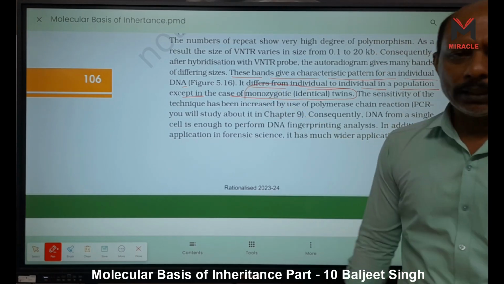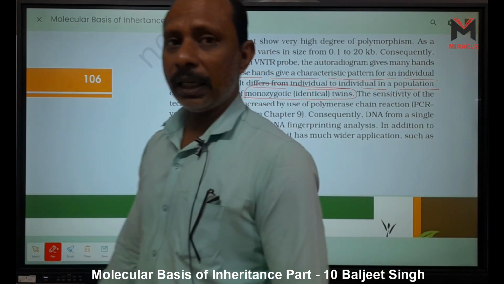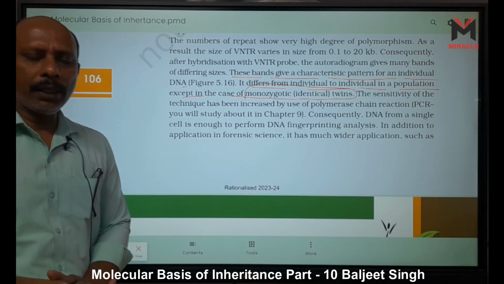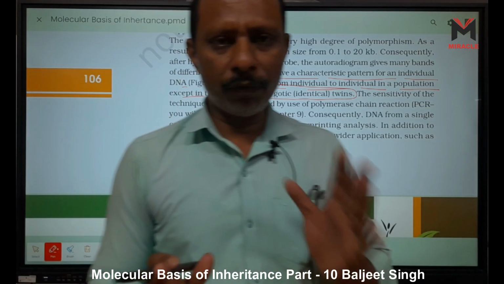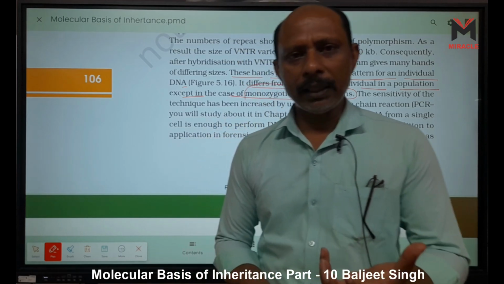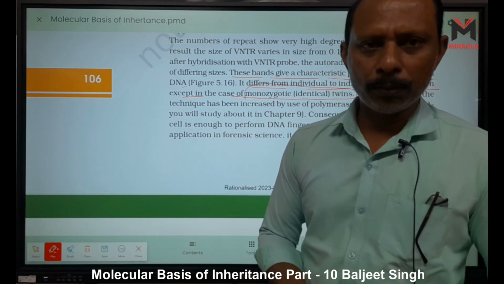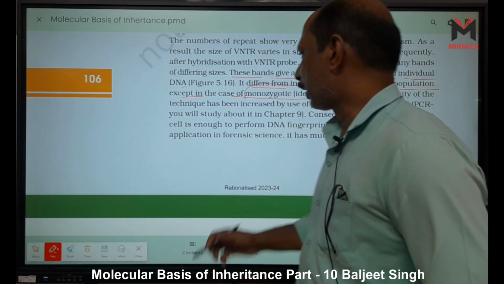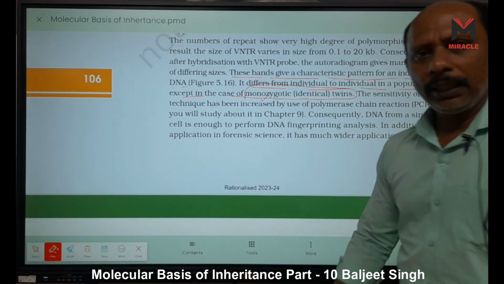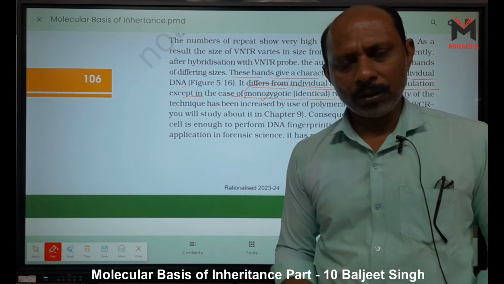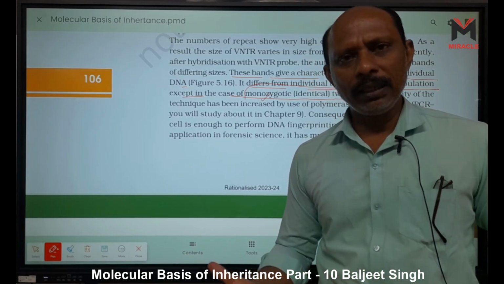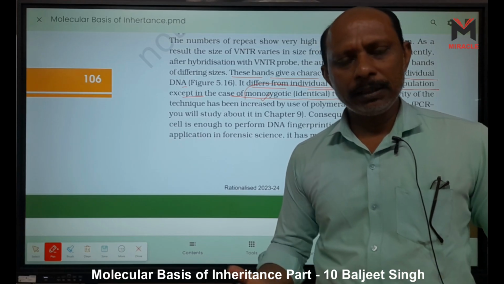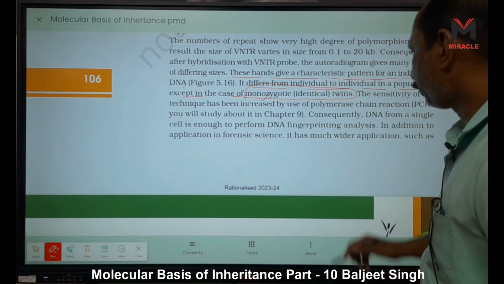Monozygotic identical twins, why is it an exception? Because we know monozygotic twins are identical twins because they form from a single zygote, and a single zygote means the same DNA. Both have the same DNA, so these are exceptions, right? They develop from a single zygote, that means from a single type of DNA. So single DNA means identical DNA is present in both, right?